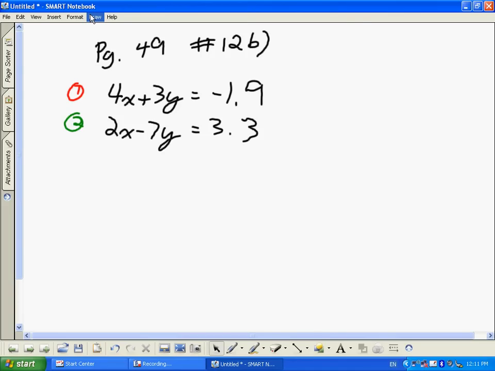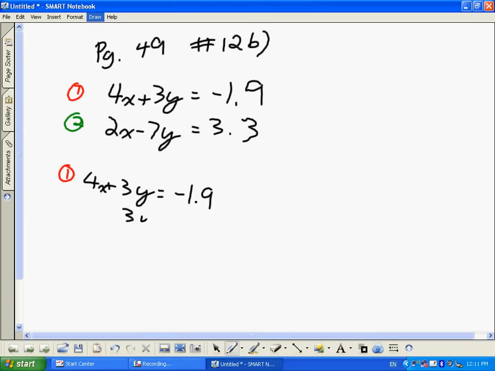By looking at it, there probably is no extremely easy one. They're all going to be roughly the same difficulty. I have to use the same amount of steps. So, first equation: 4x plus 3y equals negative 1.9. And I set this one equal to y.